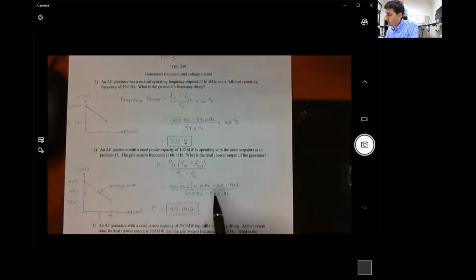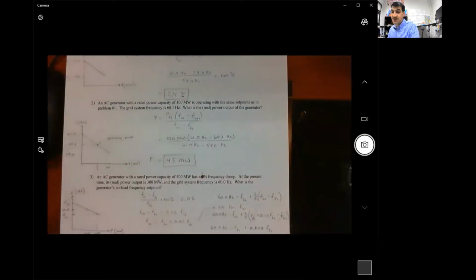And we come up with an answer of 45 megawatts, because all these hertz cancel out. You subtract this minus this, you get hertz. Subtract this minus this, you get hertz. So those hertz cancel out, and you're left with megawatts as your unit. So 45 megawatts is the answer for number 2.